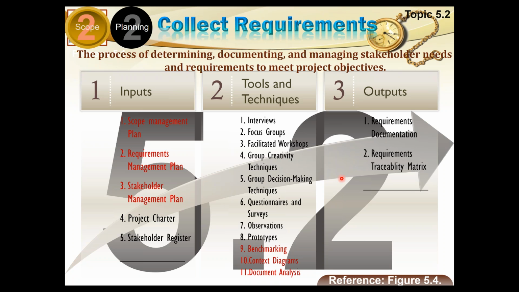Prototyping: we should be able to create a model before we jump into the actual solution. Benchmarking is a skill of competing with others. Context diagram is again a tool in which how the project will flow is given, documents are analyzed. All these tools are not used simultaneously, but sometimes some of them can be used simultaneously, but generally this is not the case. So ultimately, you will come up with the requirements document and the requirements traceability matrix, which I have defined already.